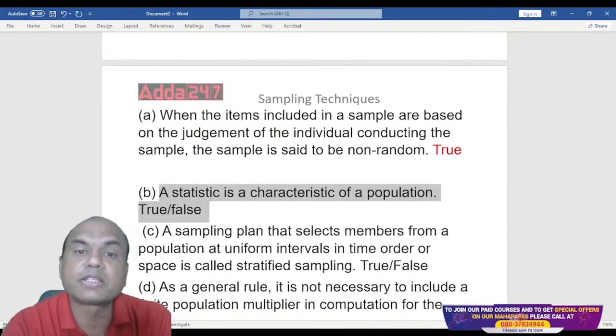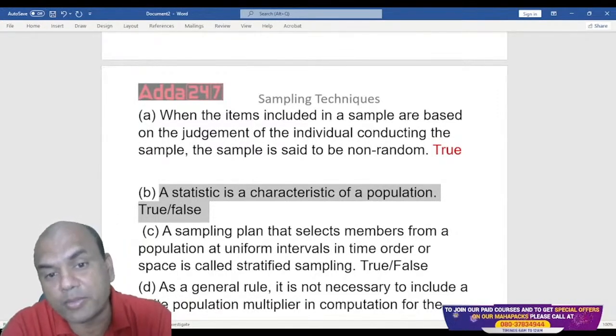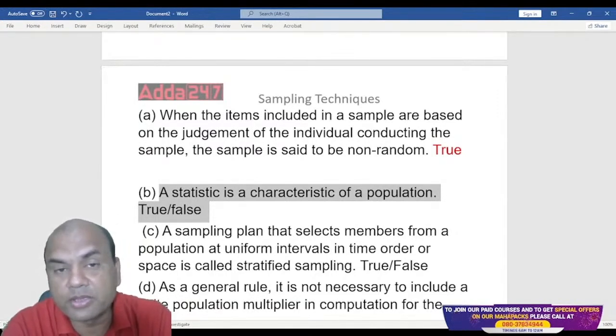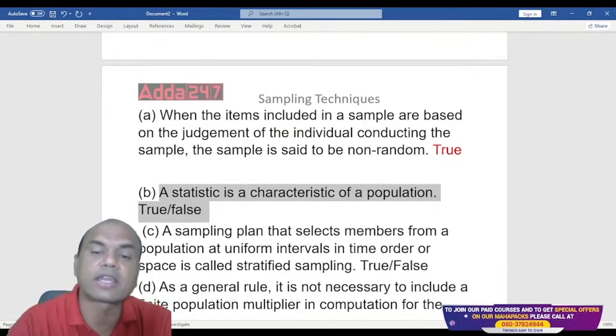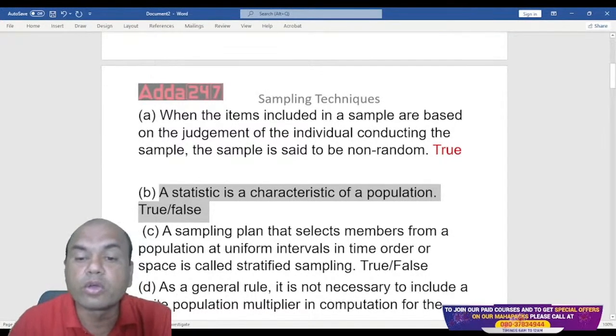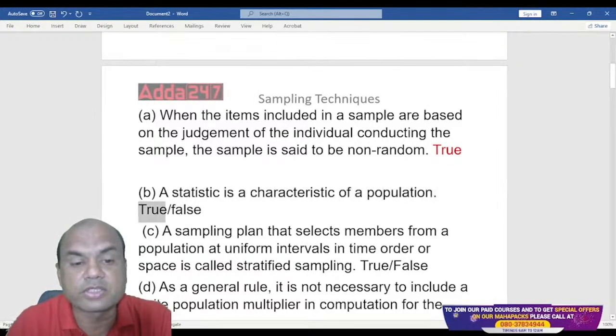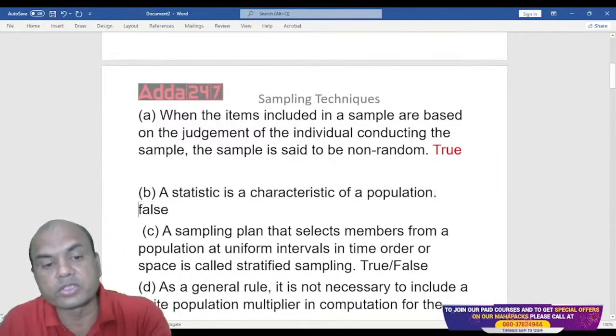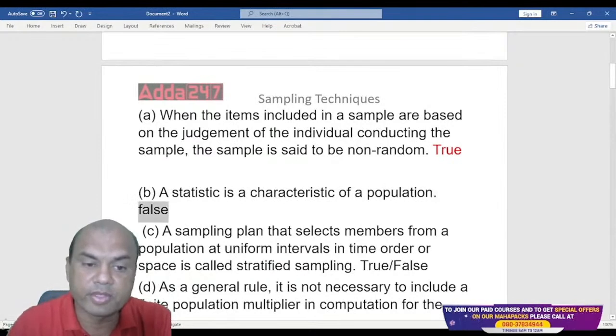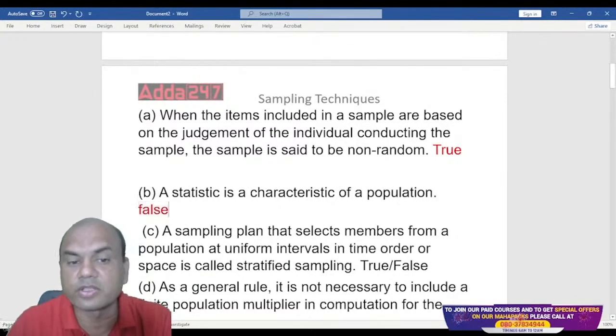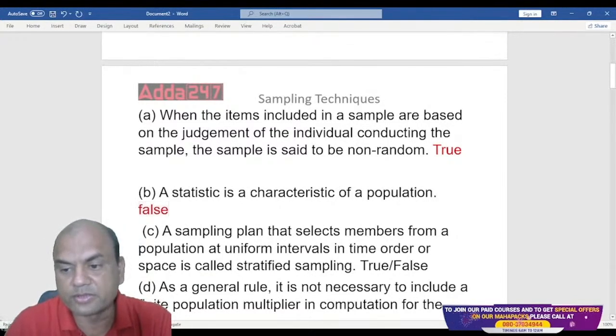Mean of a sample is called a statistic and mean of a population is called a parameter. So what does it mean? A statistic is a characteristic not of a population, but of the sample. So this answer is false. Okay, got it, everyone? Answer is false. Next one.